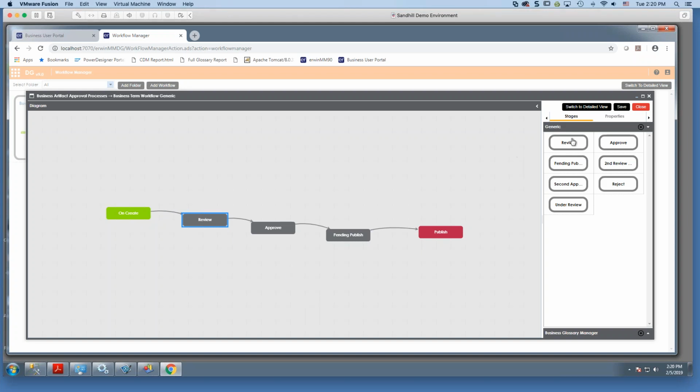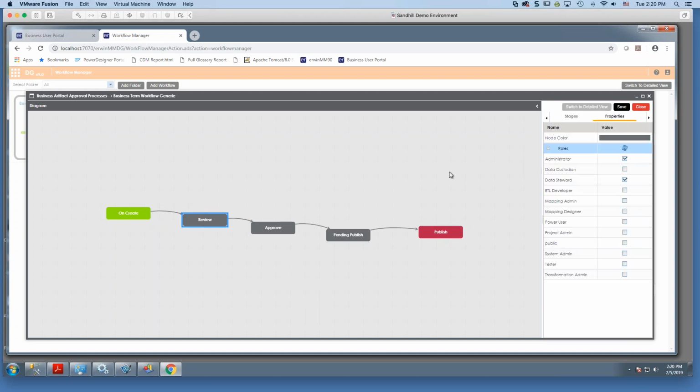Now, as you're going through the processes, you're going to want to decide who is a reviewer, who is an approver, who is a publisher, and that's all based on roles. So if I click here on this review, I can see that the administrator is going to review it. That would be me, as well as a data steward and some of these others. Now, you can define these in another module for setting up the roles, but you can have as many roles as you want, and you can customize these to whatever you want in your environment.